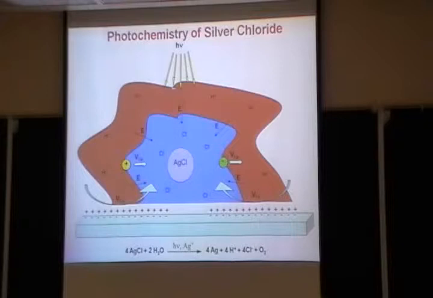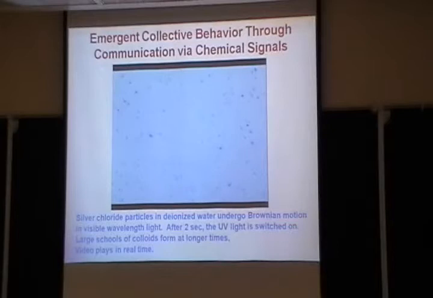So if you have a silver chloride particle and you shine light on it, you're going to make protons and chloride ions. The protons are going to diffuse faster than the chloride ions. So you will have an electric field that will be pointed this way, as shown. And if this is negatively charged, and they are, then they will tend to move that way. So here are some silver chloride particles. The light will come on, and then they start to move like crazy. This is just water, silver chloride, nothing else. And they just start moving like crazy.